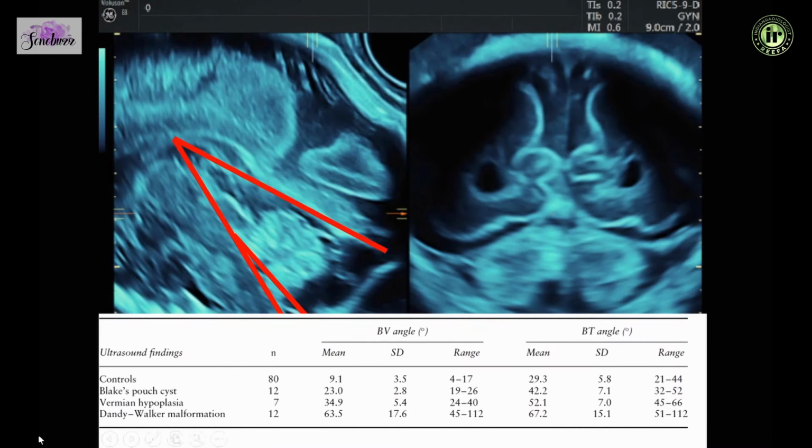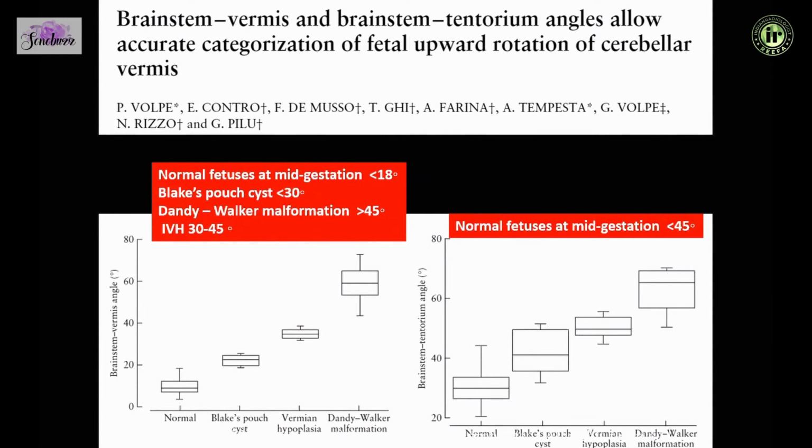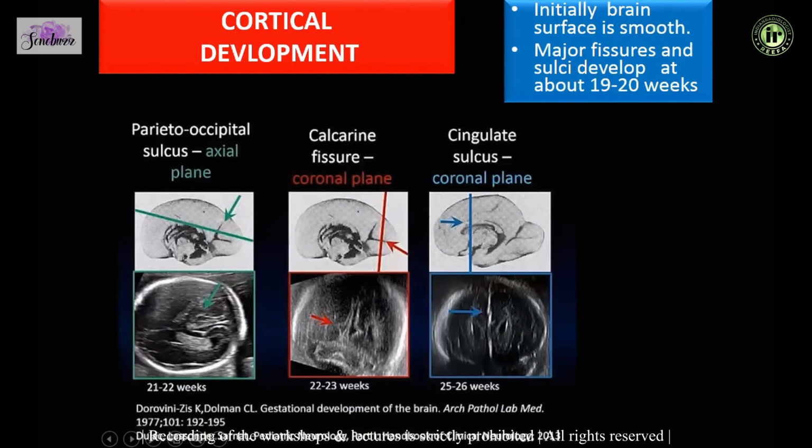And you know that when we have pathological conditions like a Blake pouch cyst, the vermis is rotated in an anti-clockwise direction, and an average angle of about 9 degrees is normal. Anything up to about 23 degrees can be due to a Blake pouch cyst. A Vermian hypoplasia can have a higher angle of about 35 degrees, and of course Dandy Walker can have a higher angle of about 63 degrees.